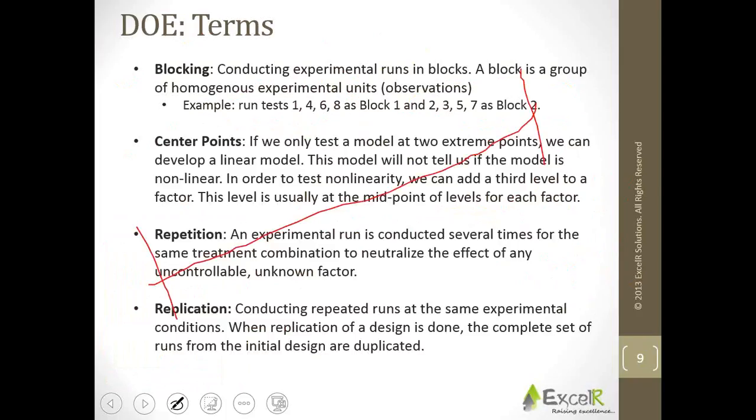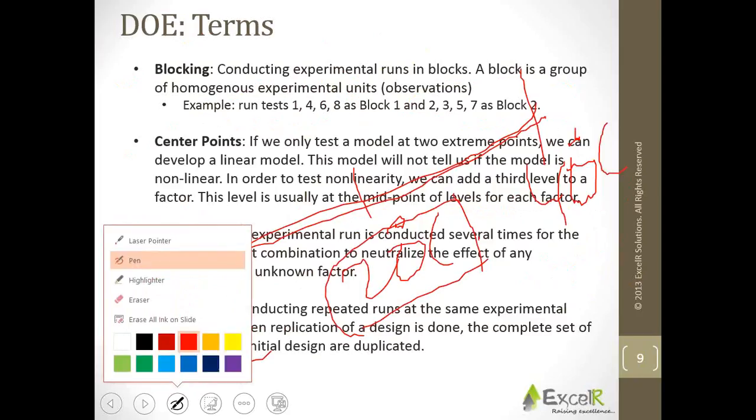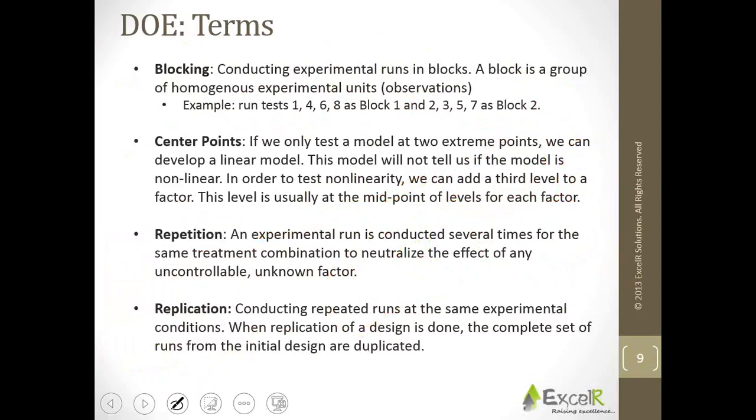Sometimes if you have 0 and 40 degrees, right, and if you take a midpoint that is 20 degrees, and if that also is falling on the straight line, then it is a linear model. It's not a non-linear model. So introduction of a center point or a midpoint will just tell you whether your model is linear or non-linear. That's it. Right? It need not always be non-linear.